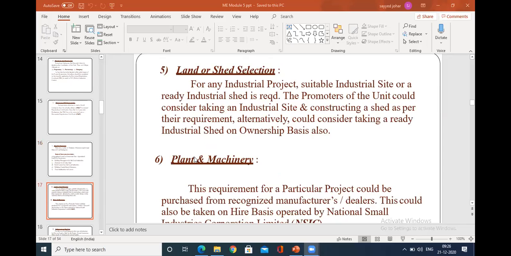Then the fifth point is land or shed selection. For an industrial project, a suitable industrial site or a ready industrial shed is required, right? So this is all about getting a construction for this shed, so that it satisfies this specific requirement, right?